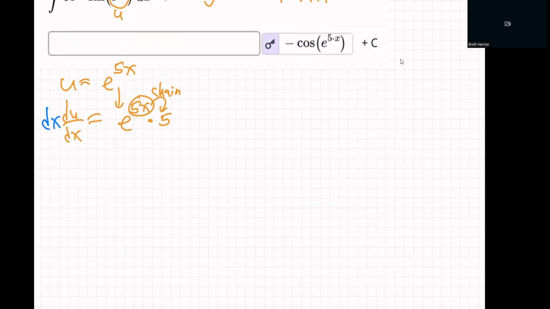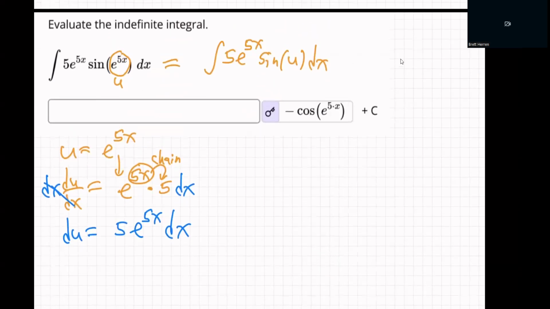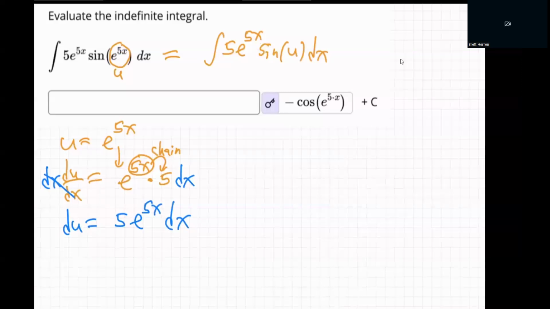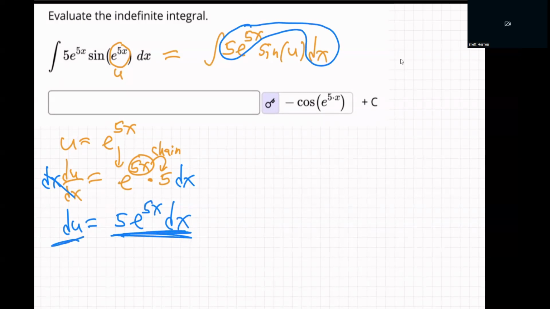Multiply both sides by dx. Boom. du is, I'll put the 5 in the front, 5 e to the 5x dx, right? So look at that. Anywhere you see 5 e to the 5x dx, you can replace it with du. All of that's just du. That's why I did that.